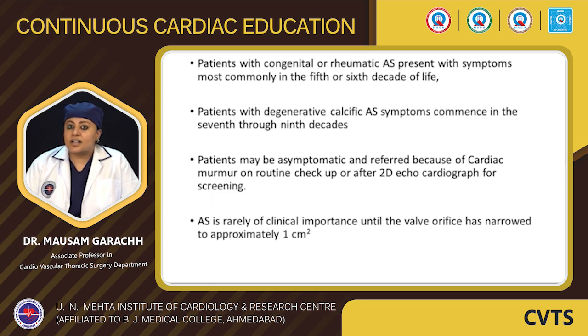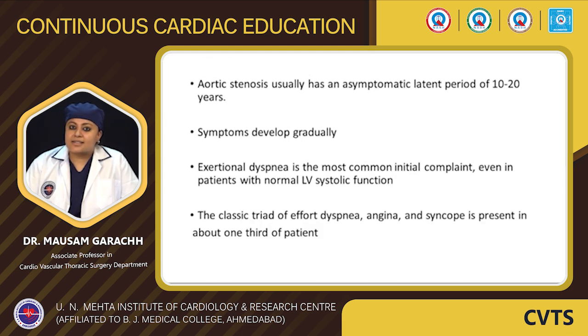The patient with congenital or rheumatic aortic stenosis presents with symptoms most commonly in the 5th or 6th decade of life. In the patient with degenerative calcific aortic stenosis, symptoms commence in the 7th to 9th decades. Patient may be asymptomatic and referred because of a cardiac murmur on a routine checkup or after 2D echocardiography for screening. The aortic stenosis is rarely of clinical importance until the valve orifice has narrowed to approximately 1 cm squared. The aortic stenosis usually has an asymptomatic latent period of around 10 to 20 years.